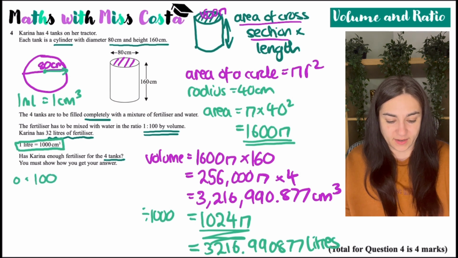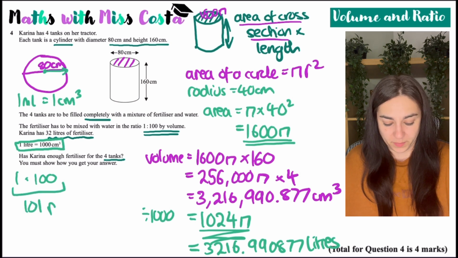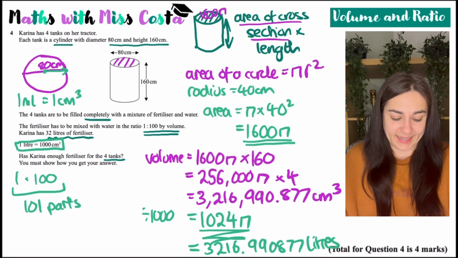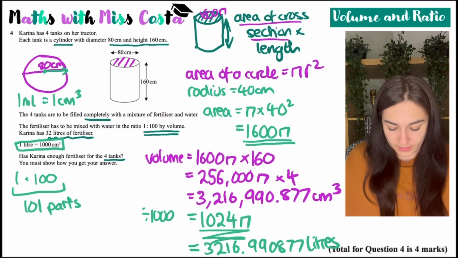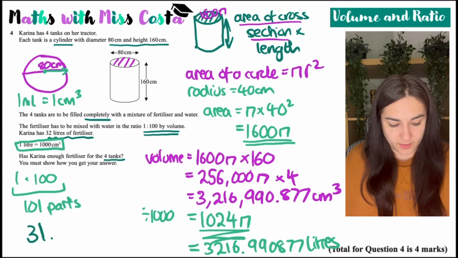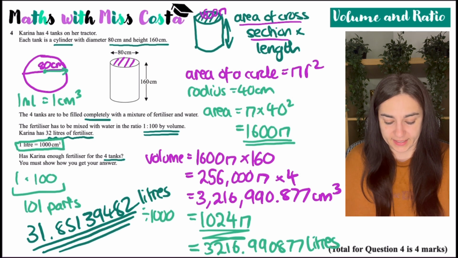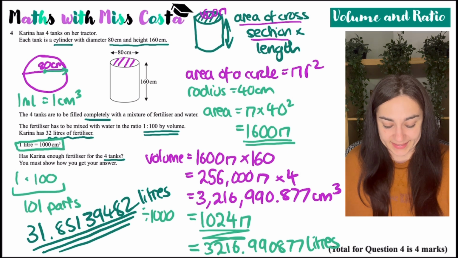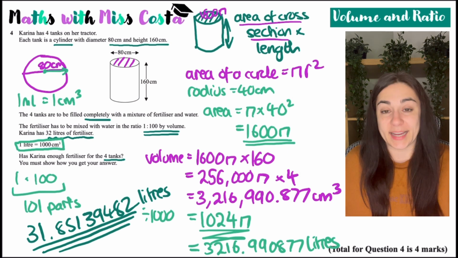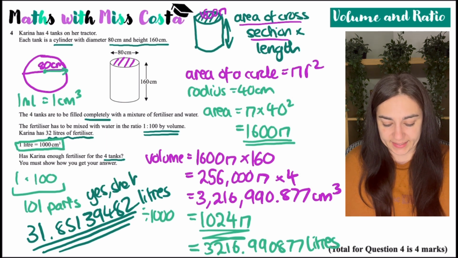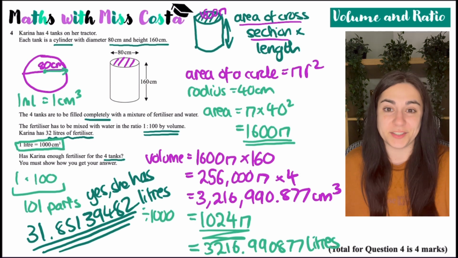Now I know that the fertiliser has to be mixed with water in the ratio 1 to 100. So 1 part fertiliser to 100 parts of water. So in total, I have 101 parts. So what I want to do to work out how much fertiliser I need is divide by 101. And that gives me 31.85139,482. So I need 31.85 litres of fertiliser in order to fill these tanks correctly. She has 32 litres of fertiliser, so I would say yes, she has 31.85 litres, which is enough.